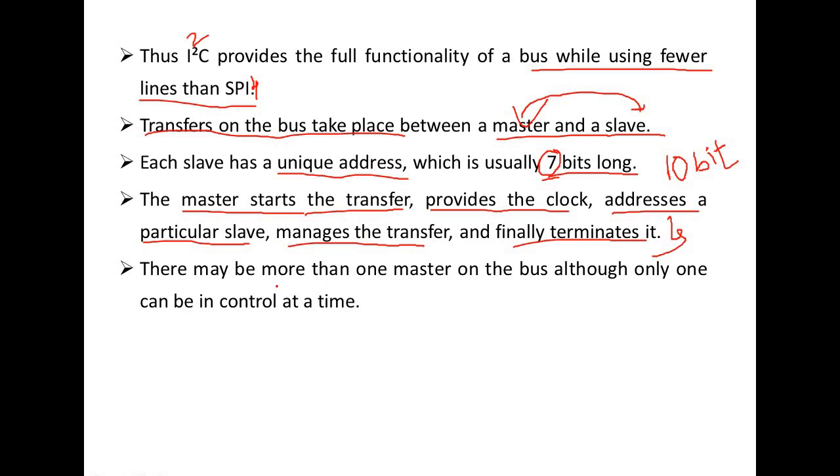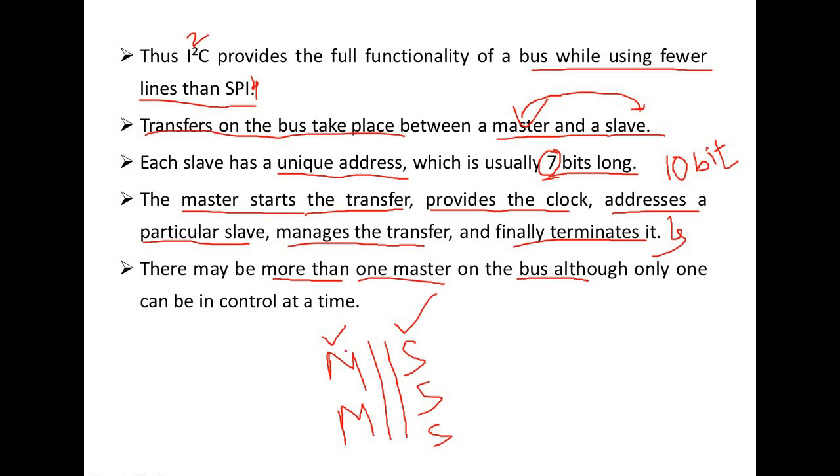And see, this is a very important point. There may be more than one master on the bus, although only one can control at a time. From this point, we can say that the I2C protocol is a multi-master, multi-slave communication. It can have multiple masters and multiple slaves on the bus. As you learned in the previous class, SPI is a single-master multi-slave communication. In SPI, only one master will be there and multiple slaves will be present. And coming to I2C, it is a multi-master multi-slave communication.